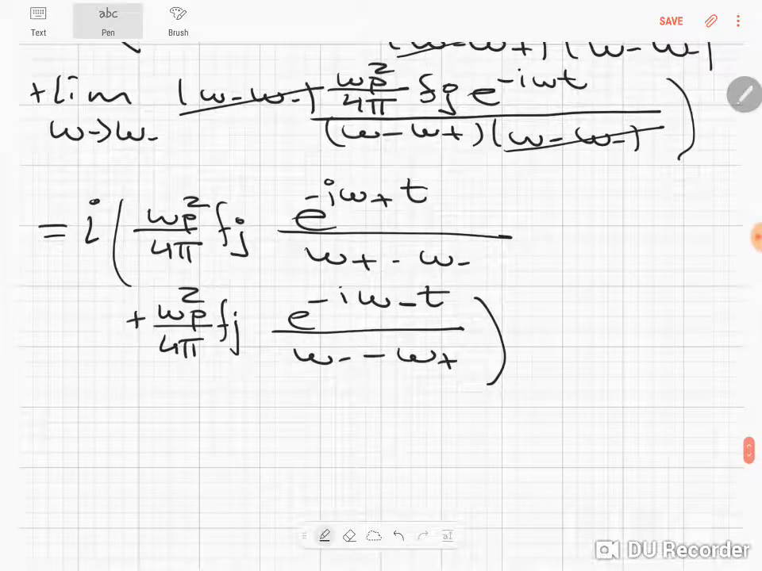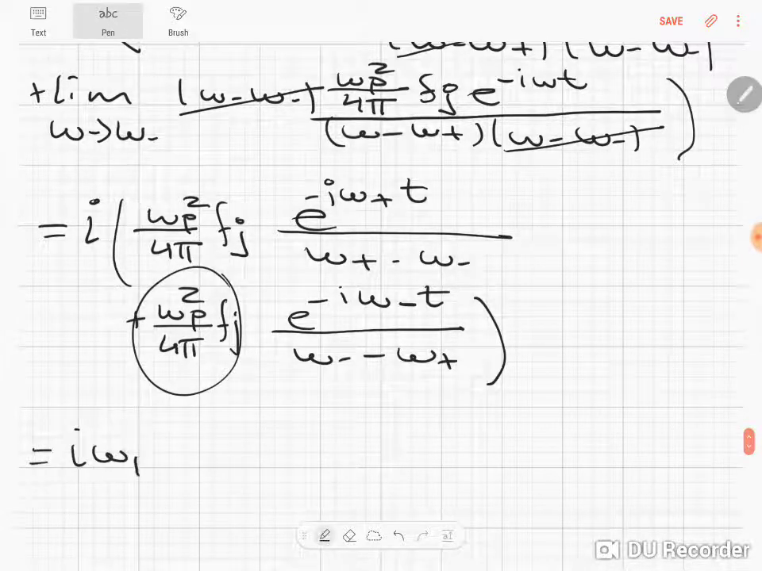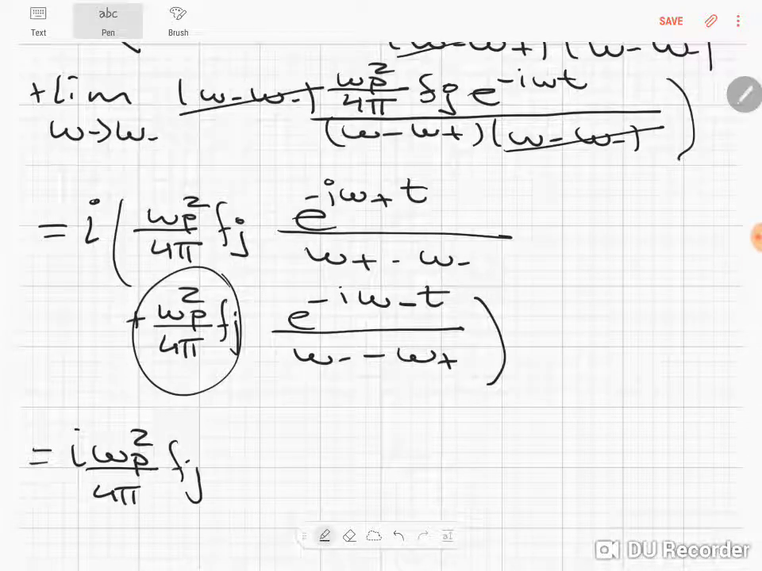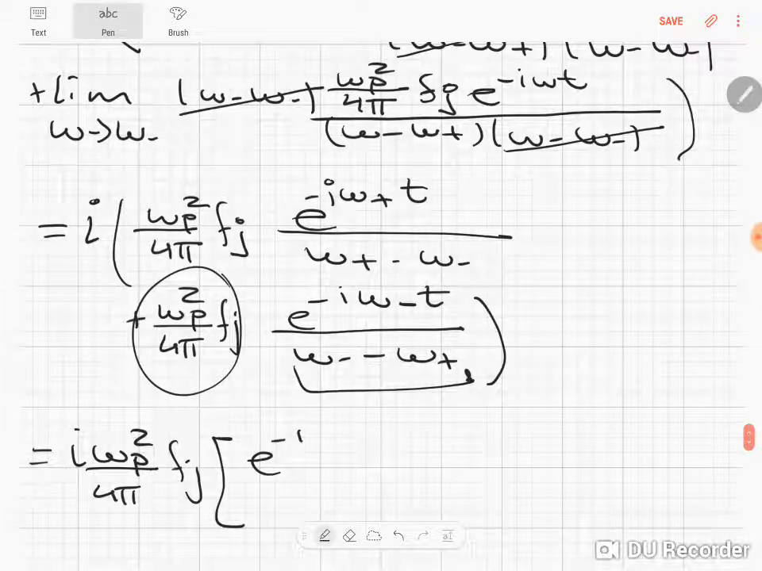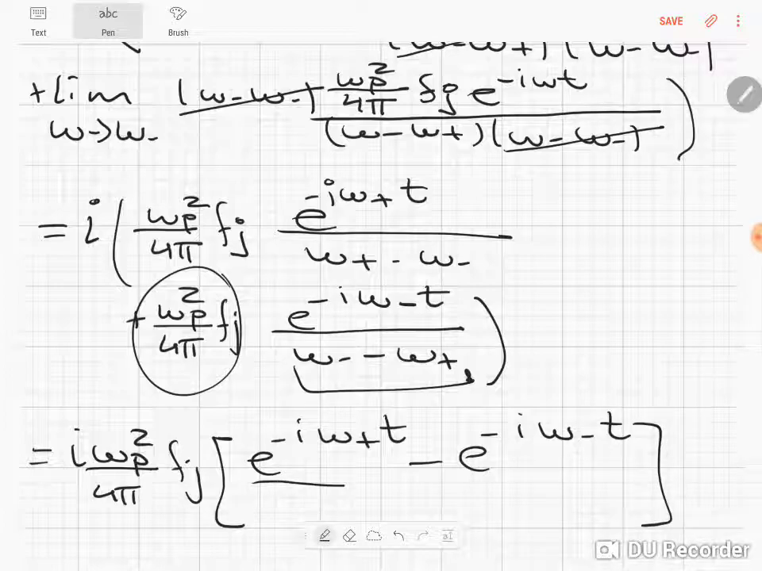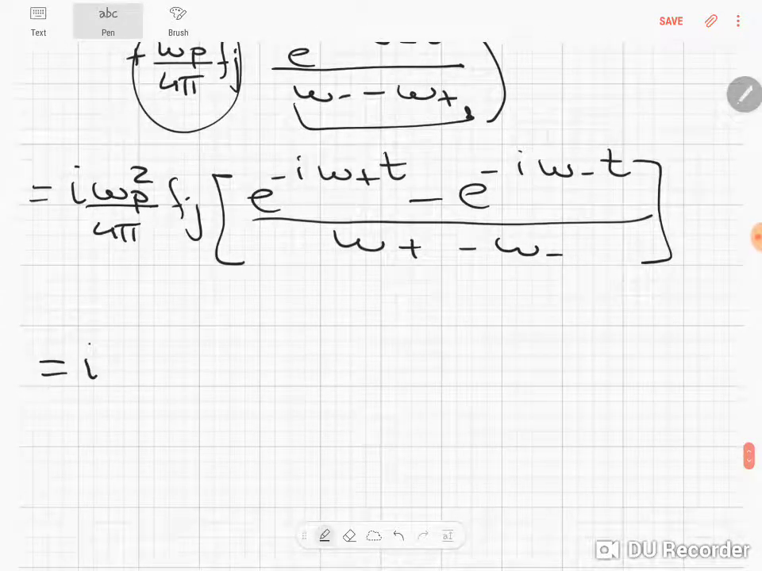Okay, so what is it that we have here? Let's factorize this thing here. So we have equal to i omega p squared divided by 4 pi f sub j. We change sign here to be able to sum up the exponentials. So then we get e to the minus i omega plus t minus e to the minus i omega minus t, divided by omega plus minus omega minus. It looks good, so we will not take that long here.